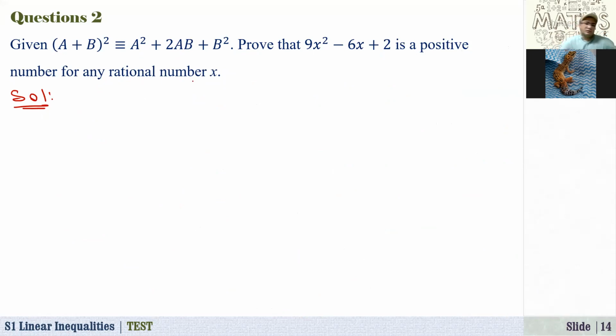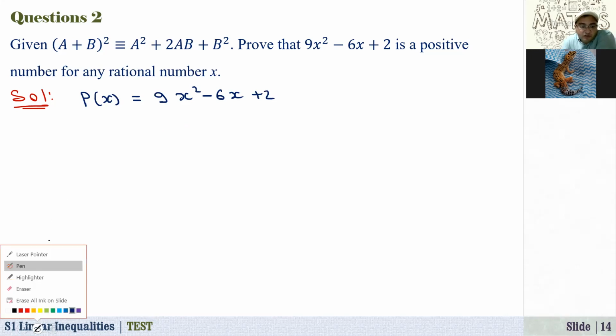Maybe for any real number, or even we can say that. So here we're talking about this. Let me just label this by P, okay? P of x, that is 9x squared minus 6x plus 2. We have to show that it's always positive. In the question, I have to show that or prove that it's always positive for any rational number x, right?